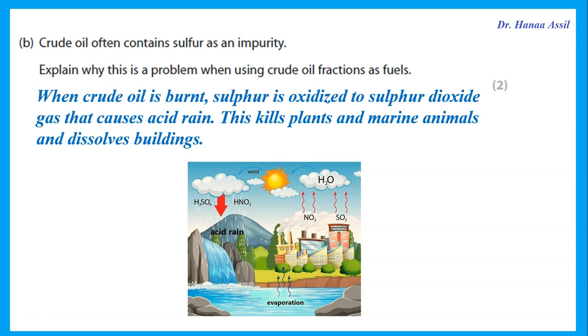It becomes sulfur dioxide gas. The sulfur dioxide gas goes up into the air. It dissolves in the rainwater, causing acid rain. Now, when this acid rain falls, it kills plants, kills marine animals, and dissolves buildings. Remember, acid rain is caused by sulfur dioxide or oxides of nitrogen.